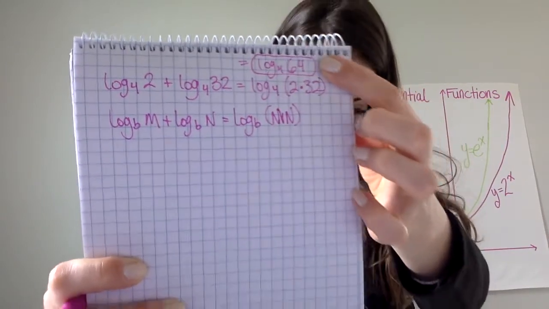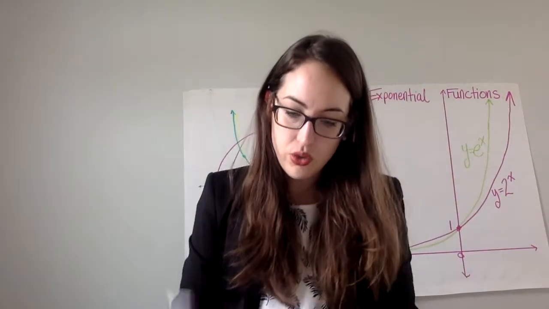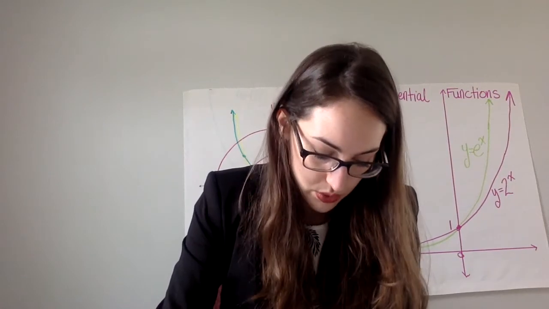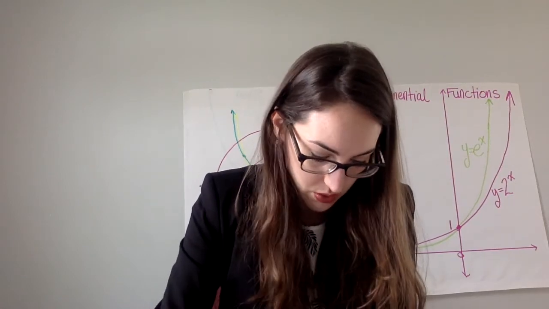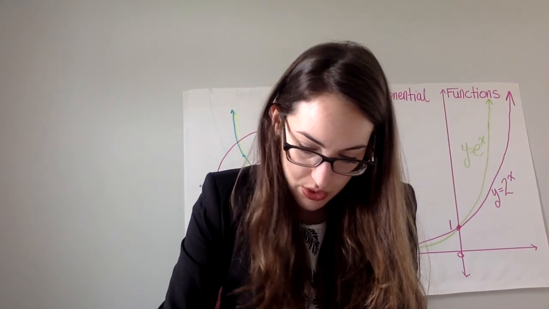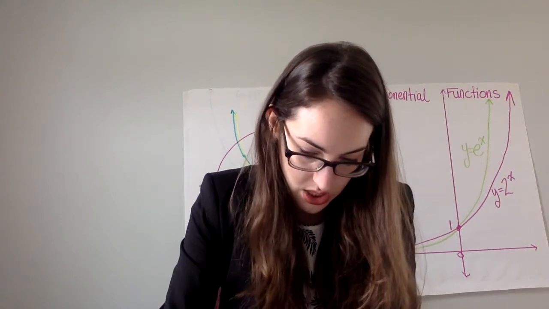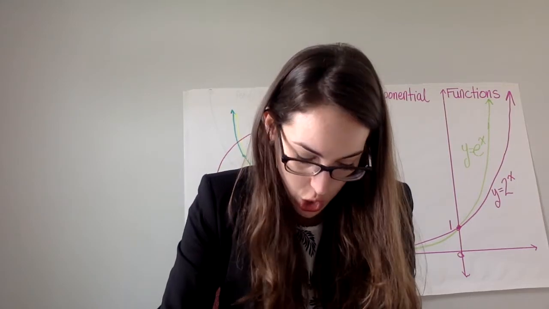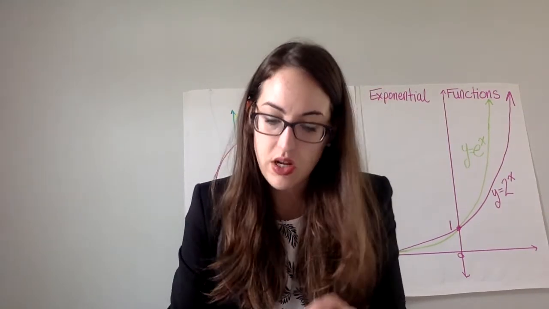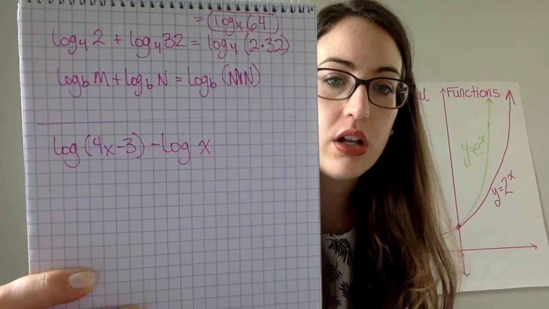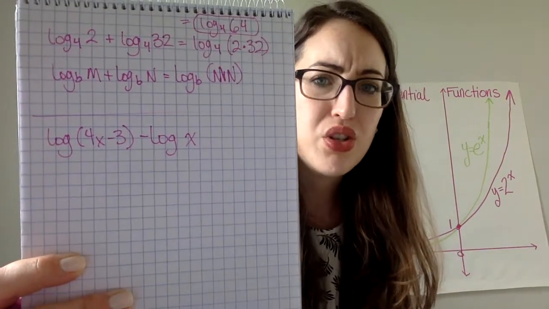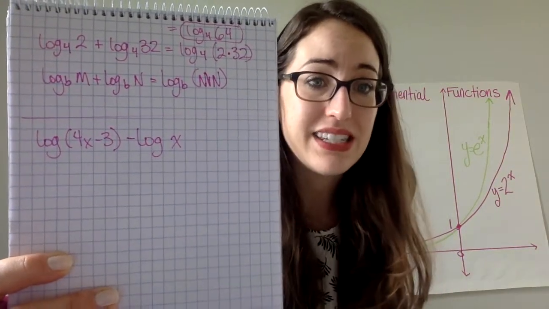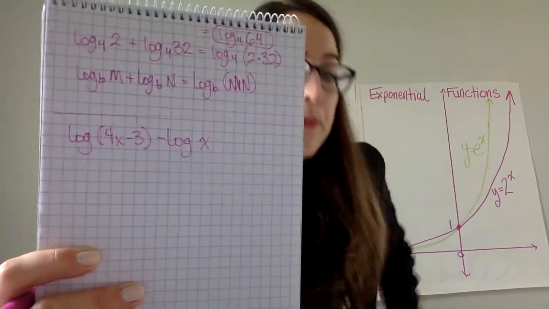Okay. And then let's do one of the quotient rule in reverse. So we've got, let's do log of parentheses 4x minus 3, and then another minus log x. So log of that binomial and then log of x. So I see 2 minus signs. What's going on? Is this like 2 quotient problems?